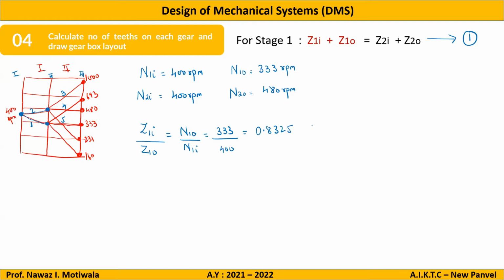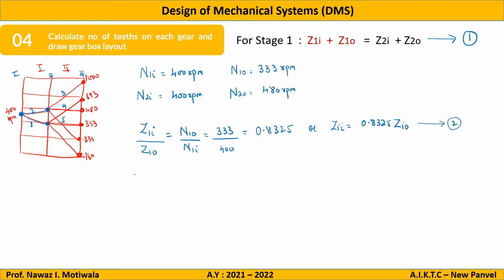So from here, if I just rearrange the terms, I can get Z1I is equal to 0.8325 Z1O. Can I write this? Just rearranging the terms. Yes, sir. So let this be equation number 2.